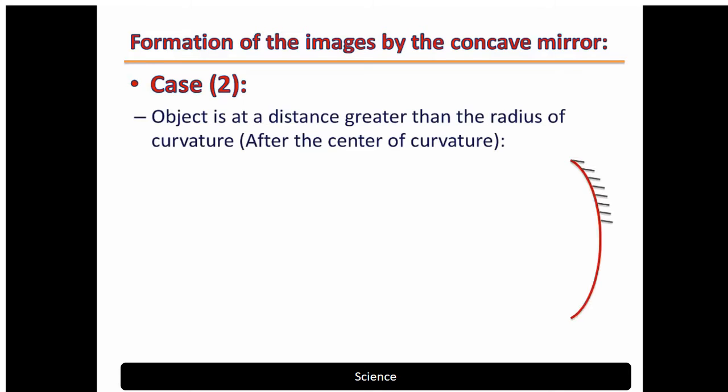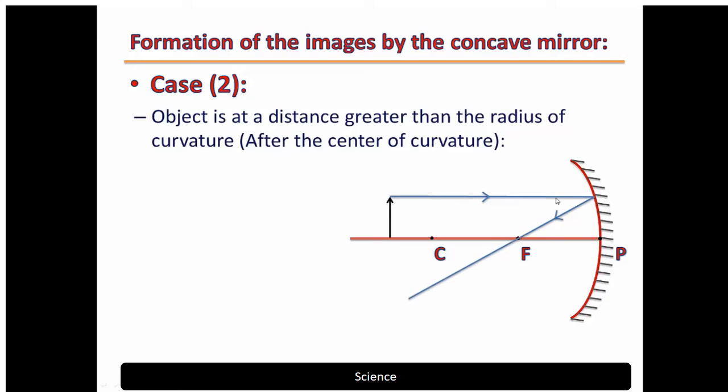Case 2. If the object is at a distance greater than the radius of curvature after the center of curvature. This is the radius of curvature from P to C. The object is at a distance more than the radius, so you can put it in any place after C. I suggest that you draw this object of length 2 cm or if you using your copybook, the length of this object will be 2 lines in your copybook.